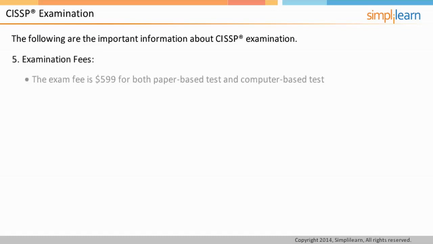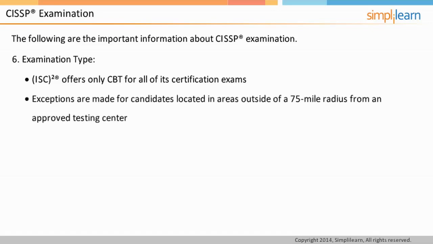Examination fees. The exam fee is US $599 for both paper-based test and computer-based test. Examination type. From September 1, 2012, ISC Square offers only computer-based testing, or CBT, for all of its certification exams. For candidates located in areas outside of a 75-mile radius from an approved testing center, a paper-based exam is offered on a case-by-case basis.